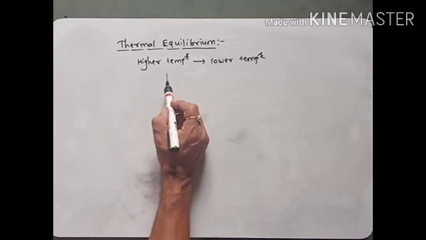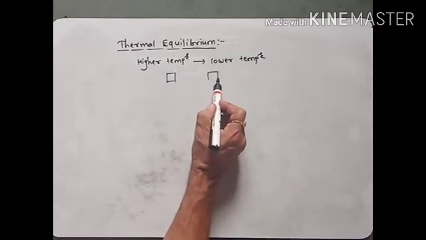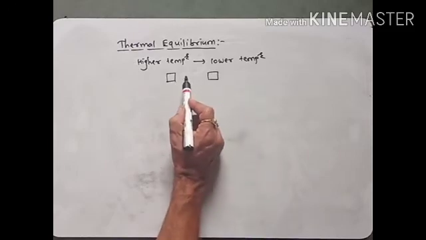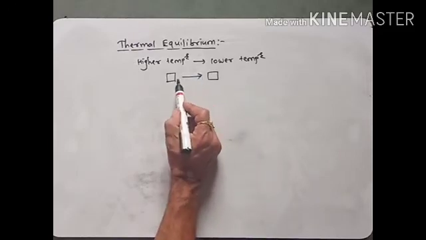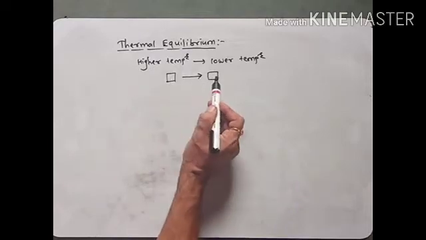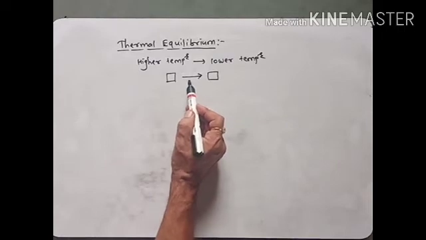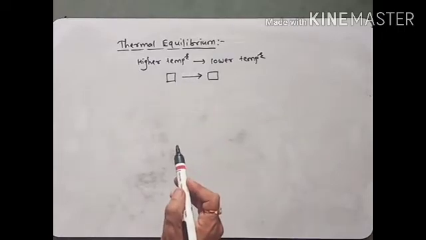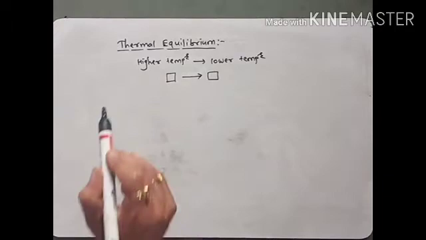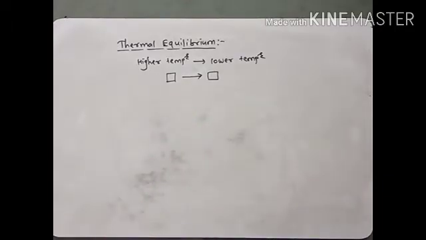are the same. Suppose this is the substance which is at higher temperature, and this is the substance which is at lower temperature. Then heat flows from the higher temperature to the lower temperature till both attain the same temperature. And this condition where both attain the same temperature is called thermal equilibrium.